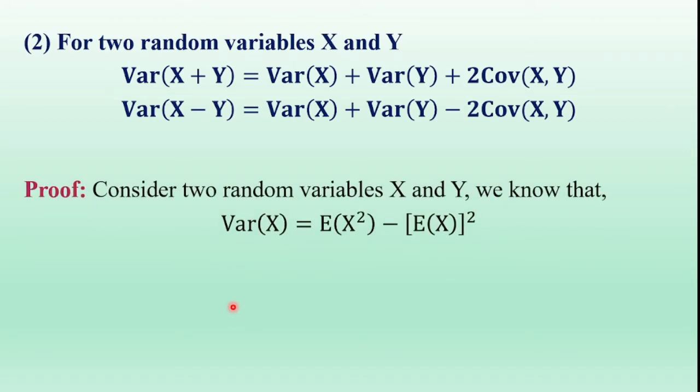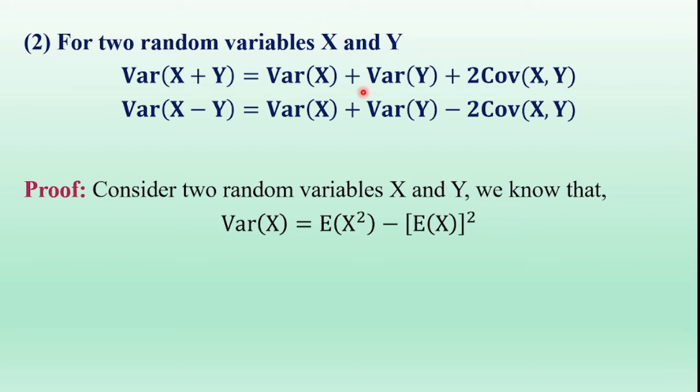And the second property is: for two random variables, capital X and capital Y, the variance of X plus Y is equal to the variance of X plus the variance of Y plus 2 covariance of X comma Y, and the variance of X minus Y is equal to the variance of X plus the variance of Y minus 2 covariance of X comma Y. This is the second property.